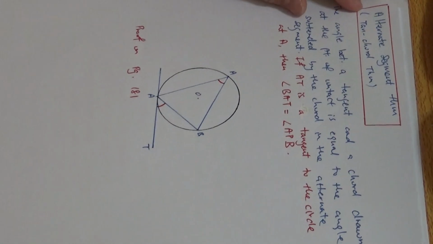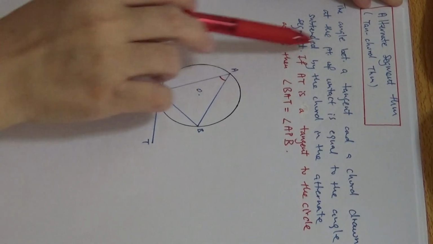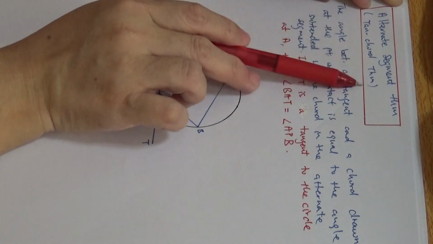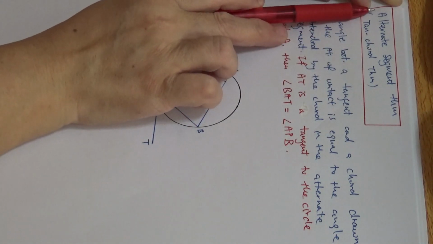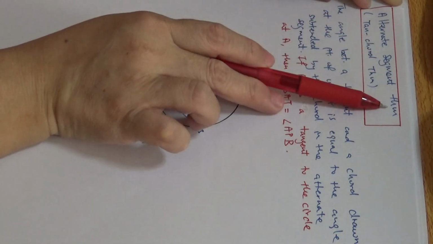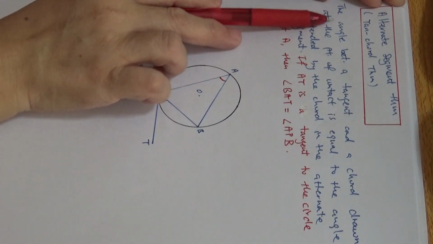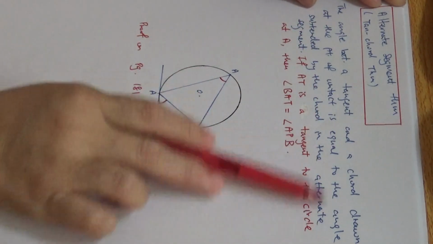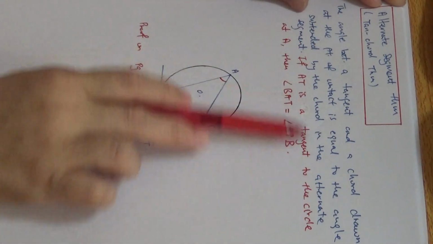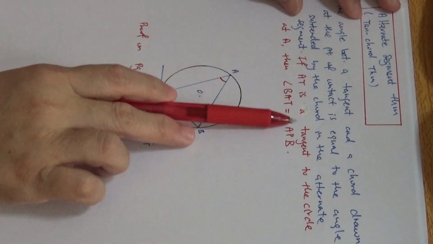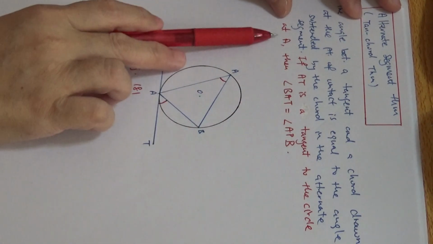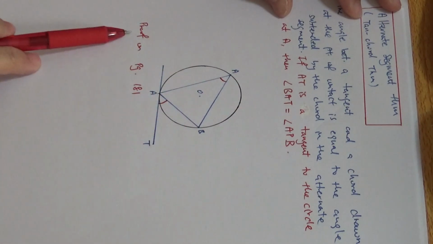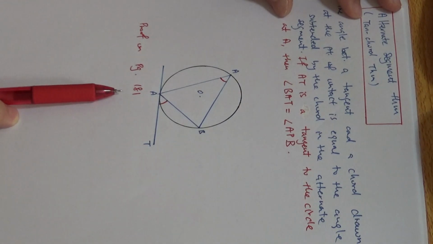This is another property that we have to know, and this is called the alternate segment theorem, or you can also call it the tangent chord theorem, but I will always refer to it as the alternate segment theorem. Now, what does it say? The angle between a tangent and a chord drawn at the point of contact is equal to the angle subtended by the chord in the alternate segment. So if AT is a tangent to the circle at A, then angle BAT is equal to angle APB. Now the proof is found on page 181 of your textbook.